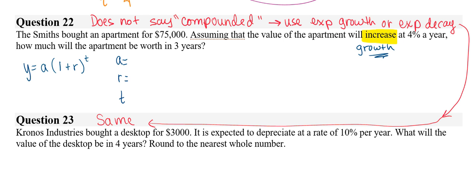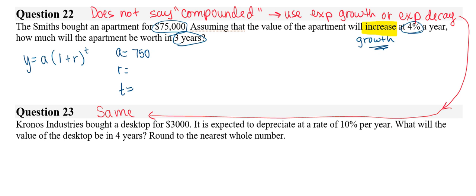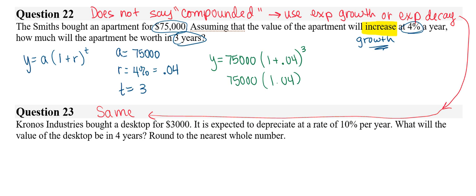A, r, and t. Okay, reading through it: money, percent, years. This time the little a is your initial amount. That's that money right there, so 75,000. Percent says 4%. We convert that to a decimal, it's 0.04. Then our time is 3 years, and then we plug it into our formula. So y equals 75,000 times (1 plus 0.04) to the 3 power. That's 75,000 times 1.04 to the 3, which is about 84,364. I hope all my dollar amounts are correct. I shouldn't have taken the multiple choice answers out.